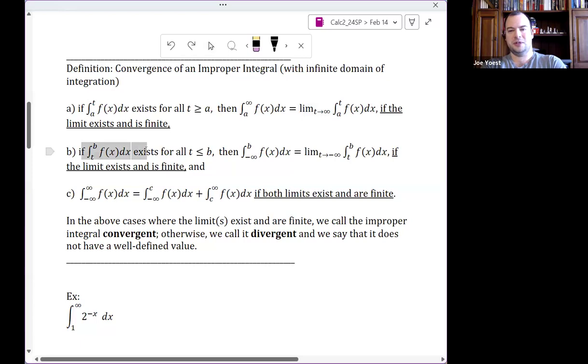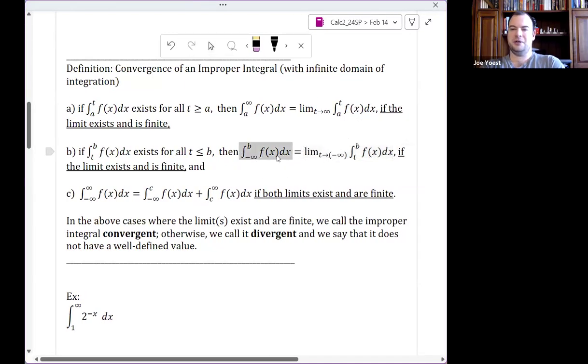We have a similar result for infinitely long to the left integrals. If we're interested in knowing the value of the integral minus infinity to b f of x dx, then we look at the integral from t to b for t less than or equal to b. If that integral exists for all t less than or equal to b, and let me actually put parentheses around this, just the appearance there was a little hard to decipher what was going on with the arrow and the minus sign right next to it.